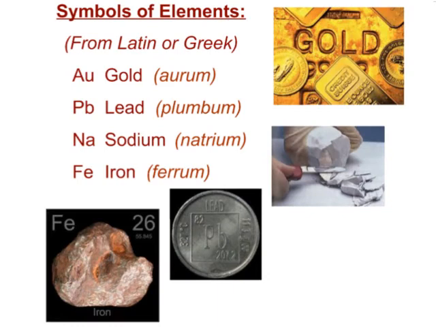Here are some symbols of elements that in our language seem to have nothing to do with the name. And that's because we derive the symbol from the Latin or the Greek name for that element. And those include gold, which is symbolized Au. Lead is symbolized Pb. Sodium is symbolized Na. And iron is symbolized Fe. And then these are the Greek or Latin words that they were derived from.